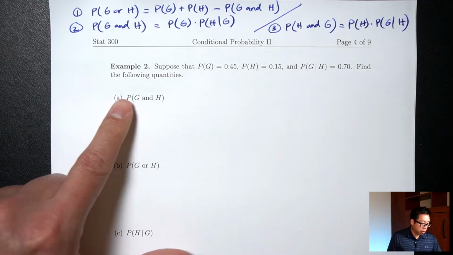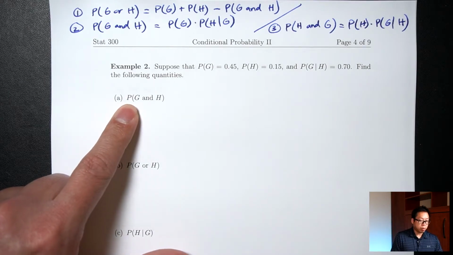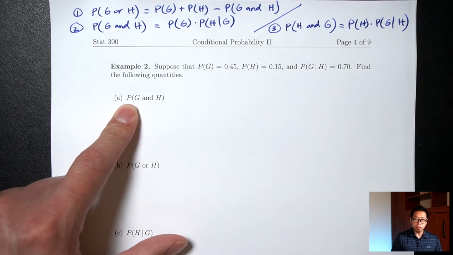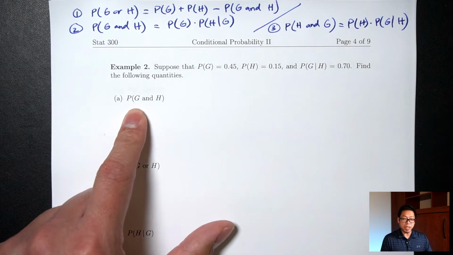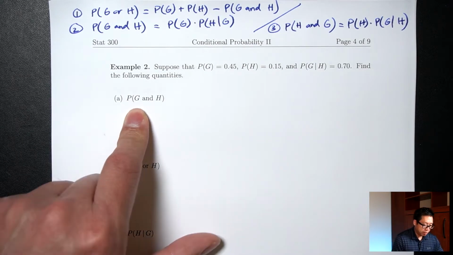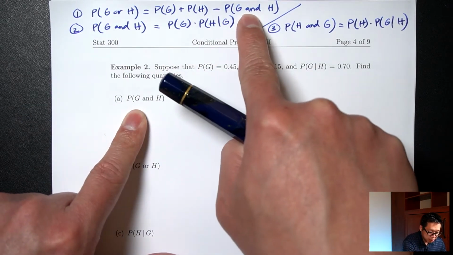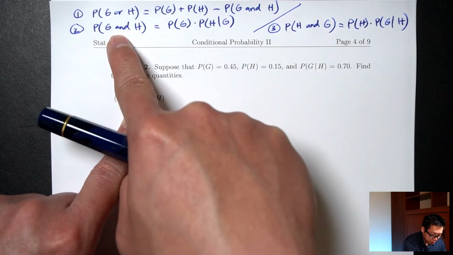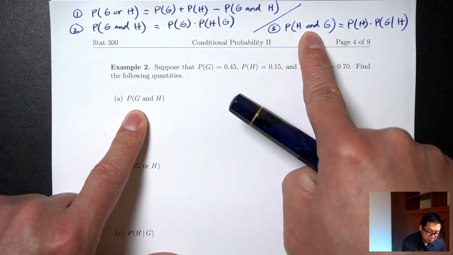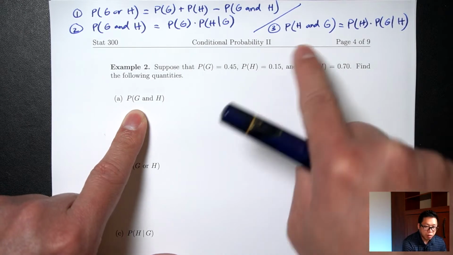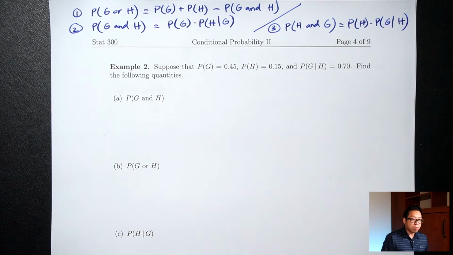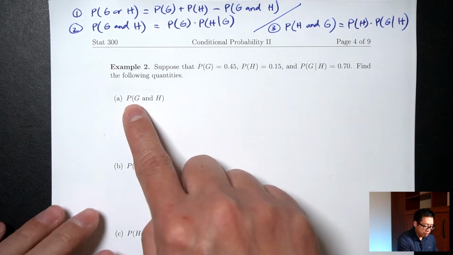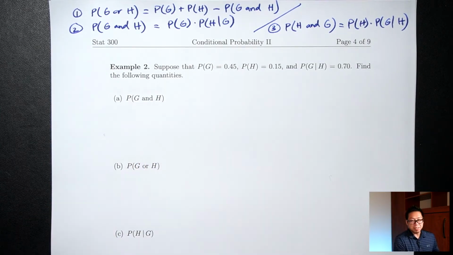Part A is asking for a probability of G and H. Okay, question is, which formula do you use? First, second, or third? So which ones have G and H in them? The first one does, right? I see a G and H there. The second one does also. And the third one also does, because remember I said for ands, the order doesn't matter. So H and G is the same thing as G and H. So all three formulas have G and H in them. Okay, so that doesn't help us because we're trying to figure out which one to use.